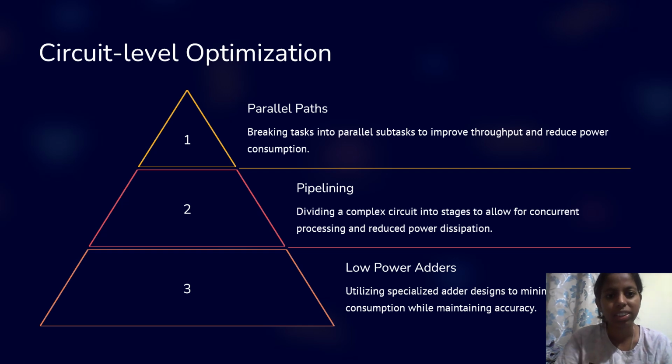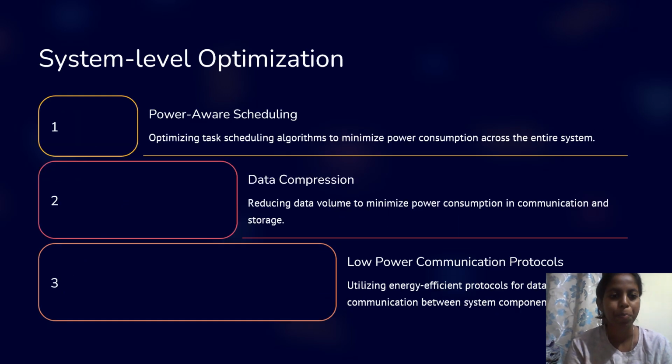Now let's see circuit level optimization. There are three techniques: parallel paths, pipelining, and low power adders. The first one is parallel paths: breaking tasks into parallel subtasks to improve throughput and reduce power consumption. Pipelining: dividing a complex circuit into stages to allow for concurrent processing and reduced power dissipation. Low power adders: utilizing specialized adders designed to minimize power consumption while maintaining accuracy.